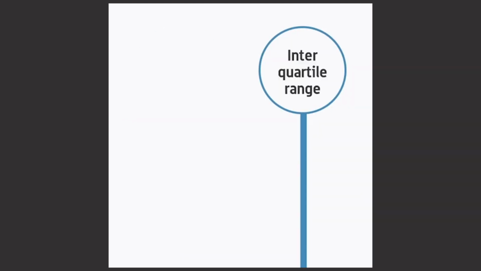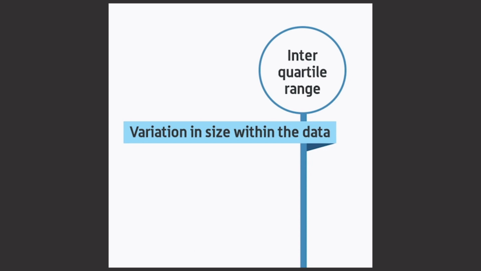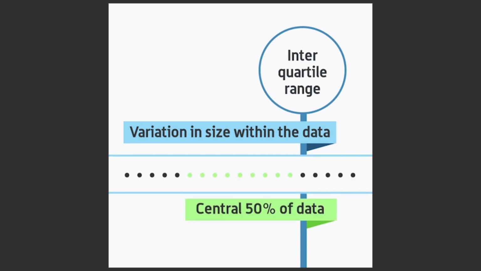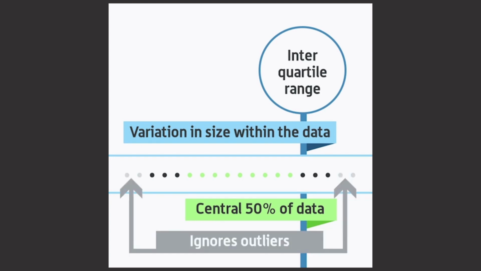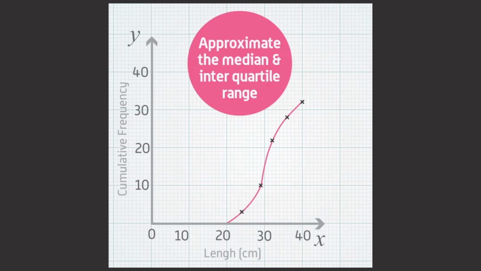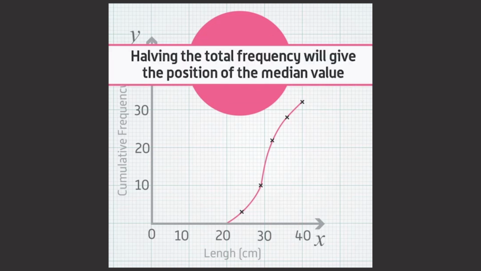The interquartile range also gives us an idea about the variation in size within the data. Because the interquartile range works only with the central 50% of data, it ignores any unusually large or small values, otherwise known as outliers. It's possible to approximate the median and interquartile range of a set of data using a cumulative frequency diagram. Start by halving the total frequency. This will give you the position of the median value.